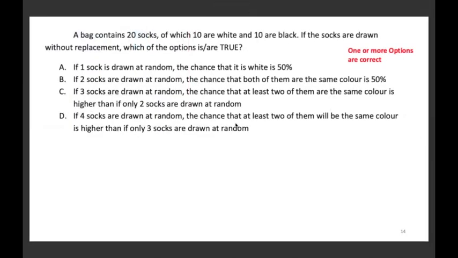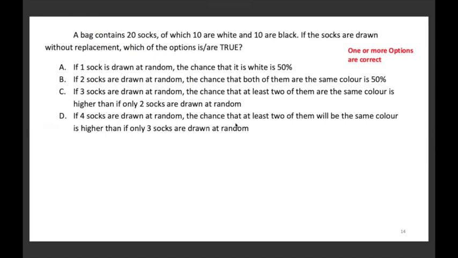A bag of 20 socks, of which 10 are white and 10 are black. If the socks are drawn without replacement, which of the options is or are true? We're drawing the socks without any replacement. We have to find which of the options is or are true. The first one, option A. Okay, we'll now solve it.